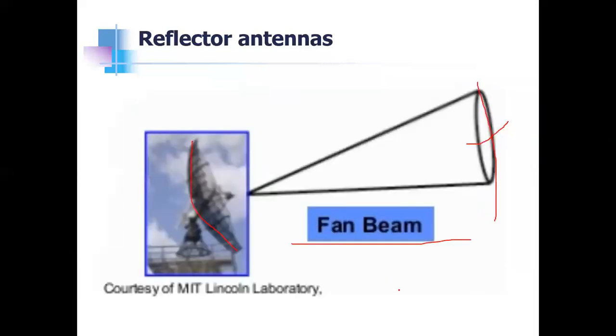Clear? So that's all for today. We just saw what the functions of an antenna are, what a reflector antenna is, what a paraboloid is, and what a section of a paraboloid is, which generates a fan beam. In the next video, we'll see the different types of feeds which can be used for the paraboloids. Okay, thank you.